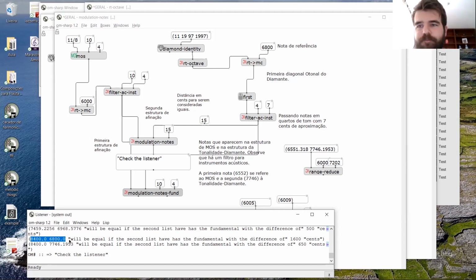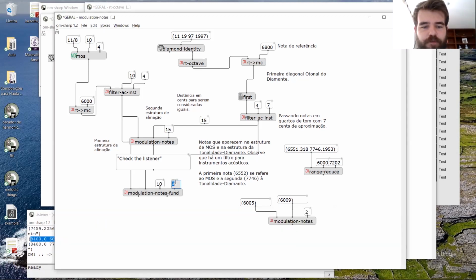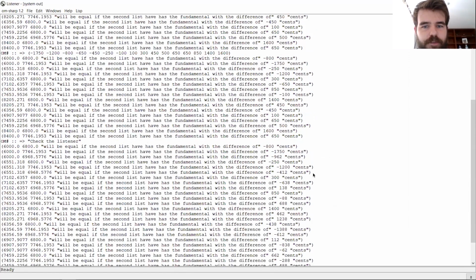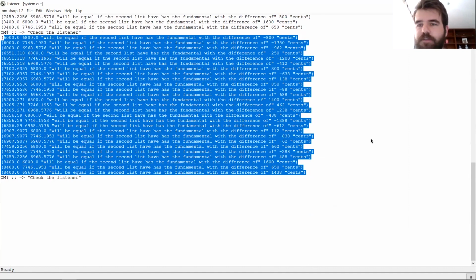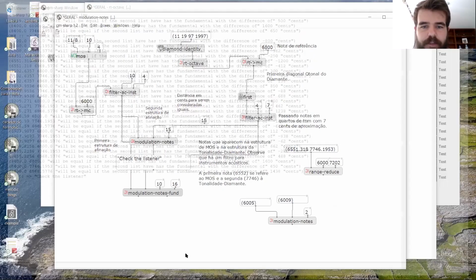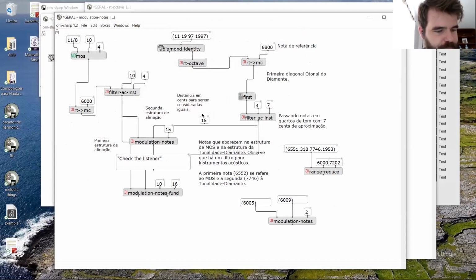So if we put here, for example, this temperament, of course, we have a lot of notes that will become common. So you can choose some structures. Here we have a very weird fundamental. So this is how it works. And of course, this was just intonation utilities, I think.